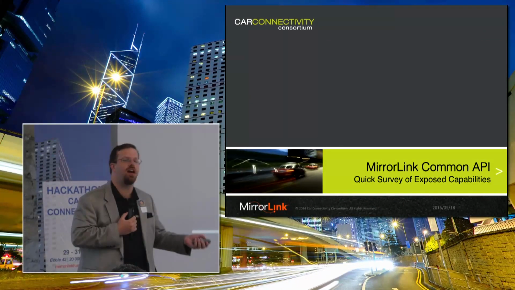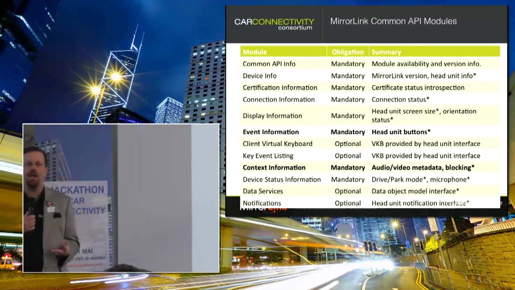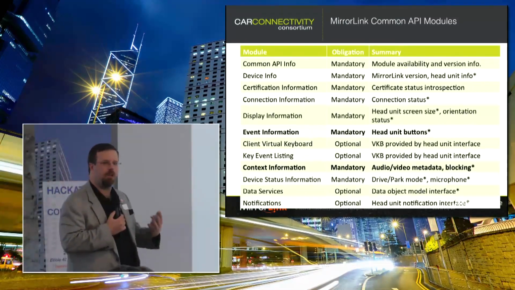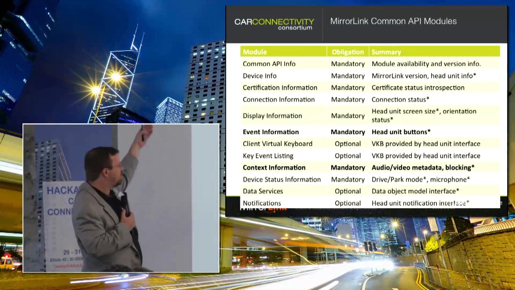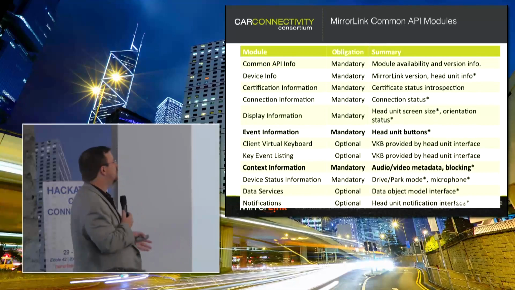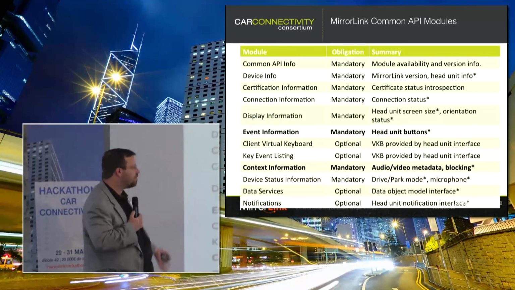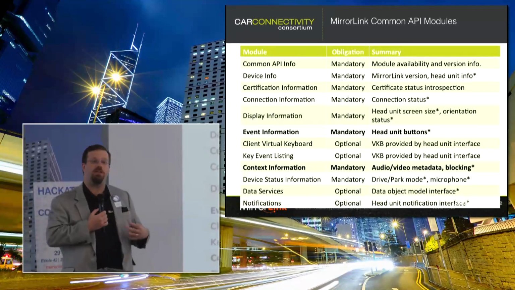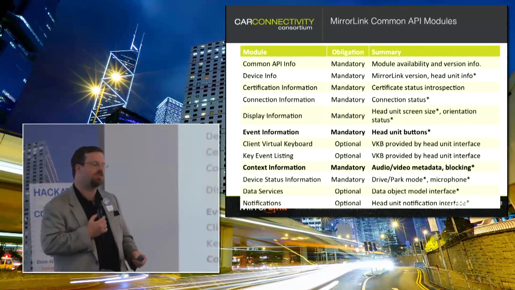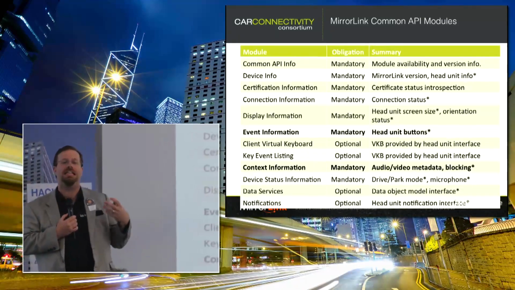Now what's in that common API? A lot of people want to know. The API is divided into a couple of modules that give you access to all sorts of different information about the phone, about the head unit. There's a lot of different blocks, and I have a quick description of some of this information. From the perspective of what you have to do with your application, there's really only two modules that you ever really need to deal with.